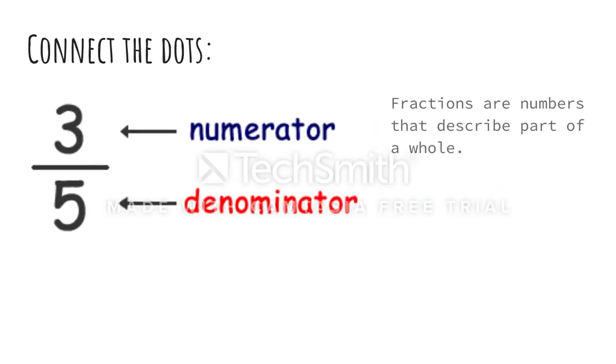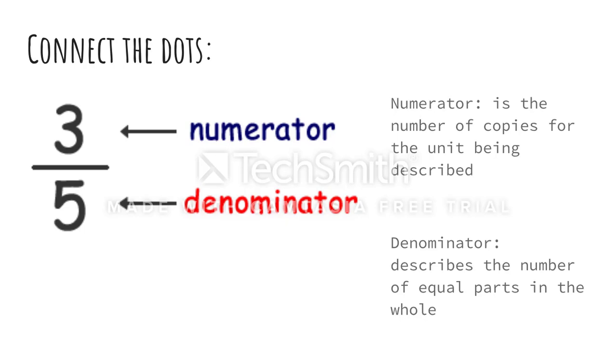Let's connect the dots. You've already learned about fractions. You know that fractions have parts called a numerator and a denominator. Fractions are numbers that describe part of a whole. The numerator is the number of copies for the unit being described. In the fraction here, you see the fraction 3/5. The numerator is 3.